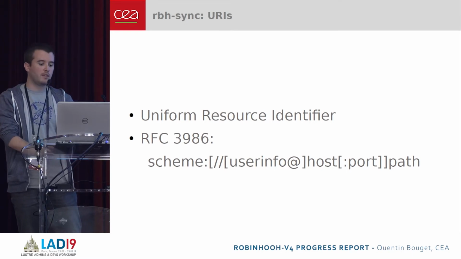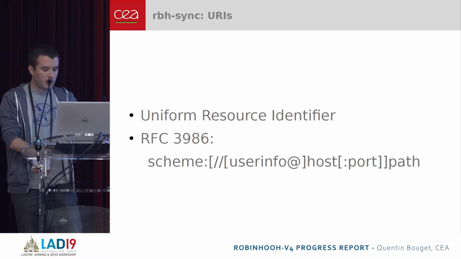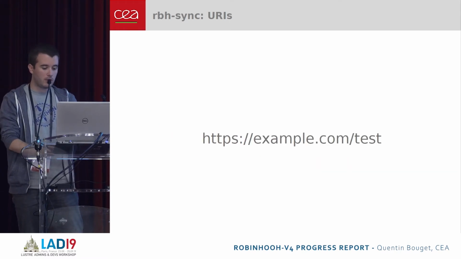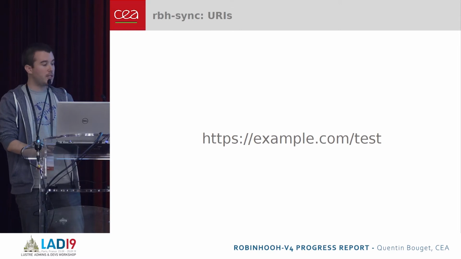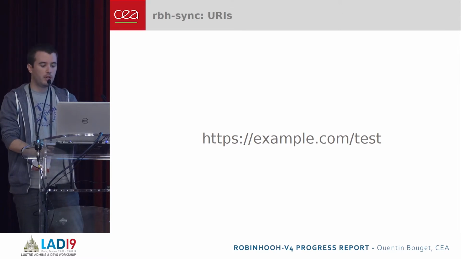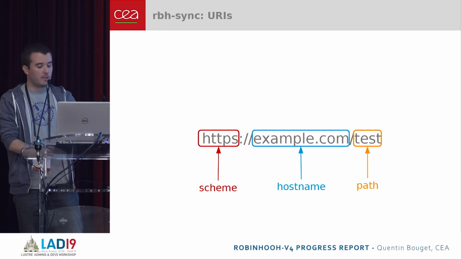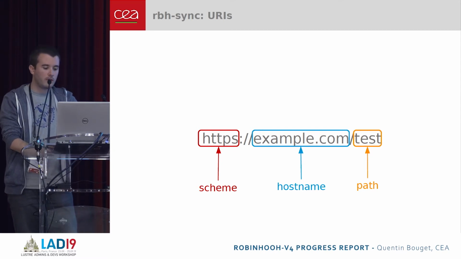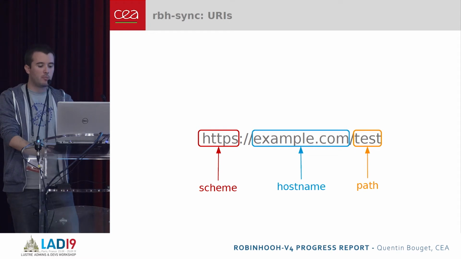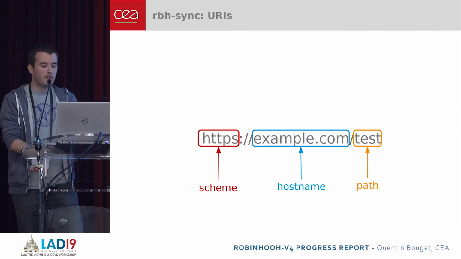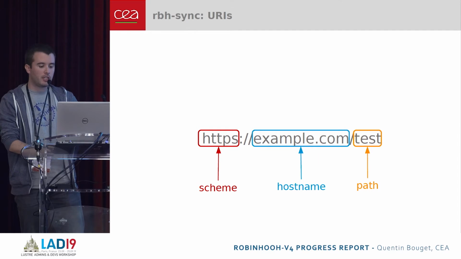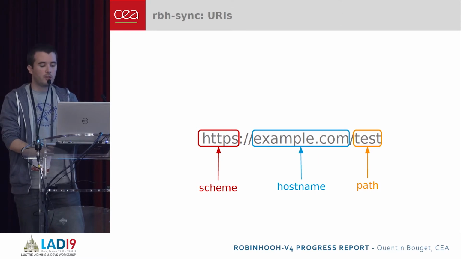Robinhood actually mostly uses only the path and the scheme, but let's look at what it usually looks like. This is a URL, which is a particular example of a URI, and if we decompose it into its different parts, the HTTPS is the scheme, and example.com is the hostname. We know this is the hostname and not the path, like test afterwards, because there is a leading // in front of example.com. So that means that what comes afterwards is going to be a hostname and not the full path.